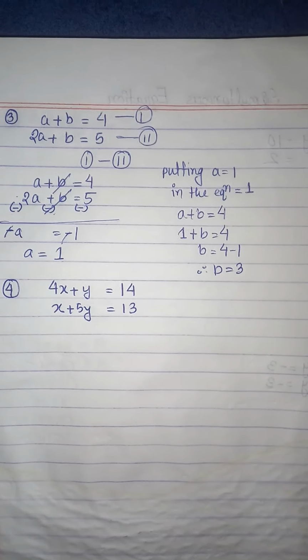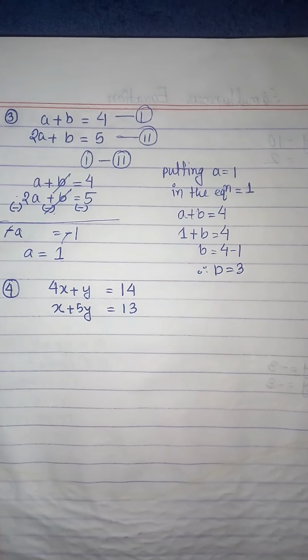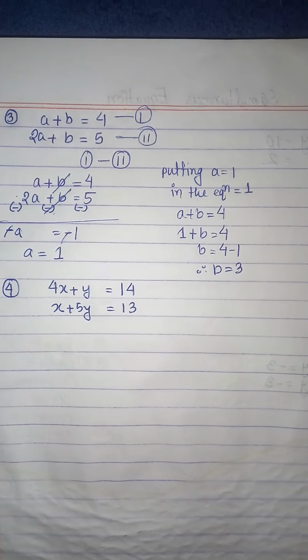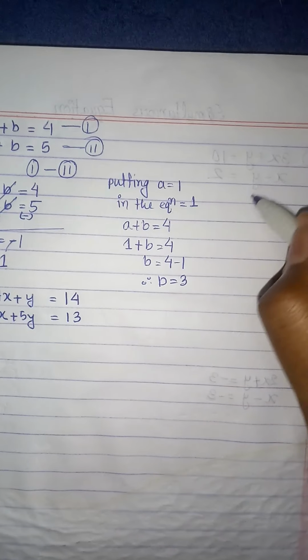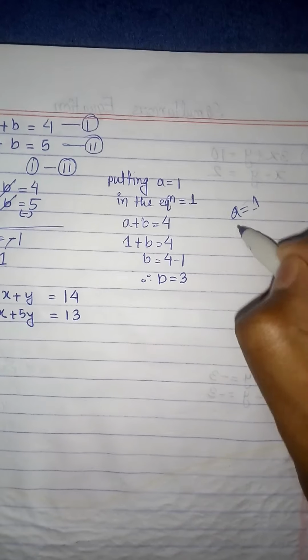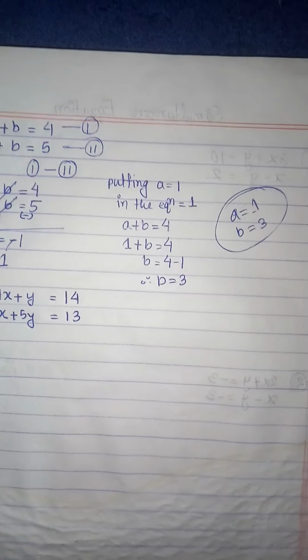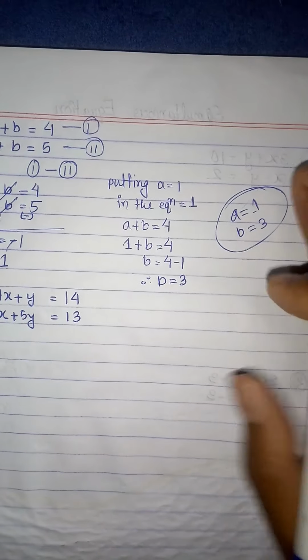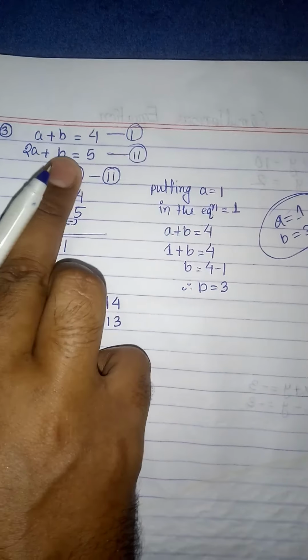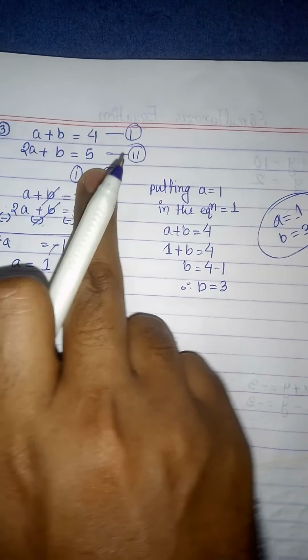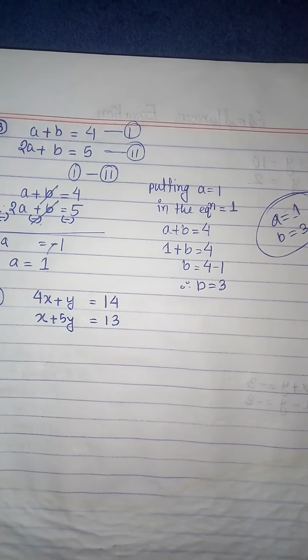As you can see, this is how we solve simultaneous equations using the elimination method. So in conclusion, a equal to 1 and b equal to 3. If you are confused about these values, you can put them in this equation, and if the values are equal to this number, that means your answers are correct.